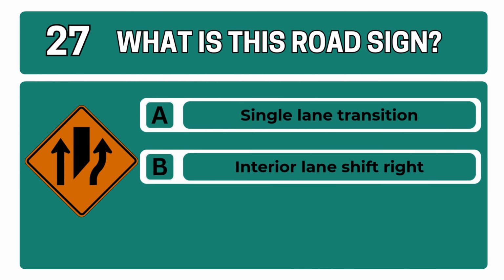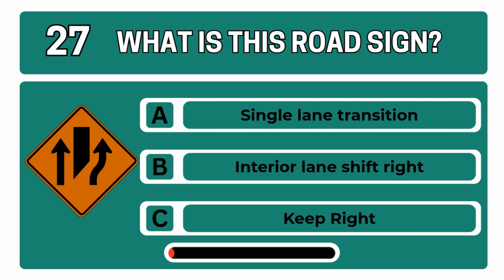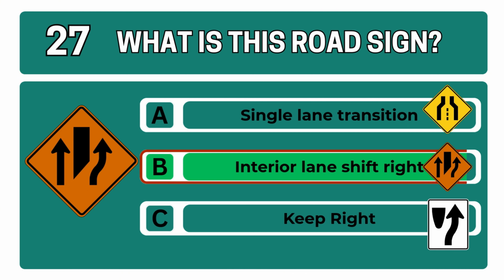Question 27. What is this road sign? A. Single lane transition. B. Interior lane shift right. C. Keep right. The answer is B. Interior lane shift right.